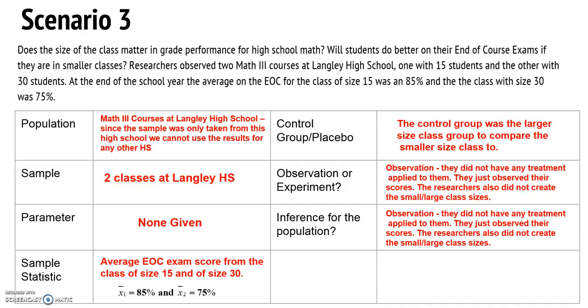So the question is now, can I use this as inference for the population? Since this was only completed at Langley High School, I can only use my results to make conclusions about Langley High School. But since they were not randomly chosen classes at Langley High School, I just have to be careful about whether I can make a conclusion about the population of class sizes at Langley High School and whether or not smaller class sizes help to increase their test scores.